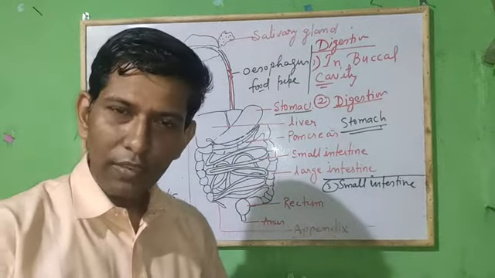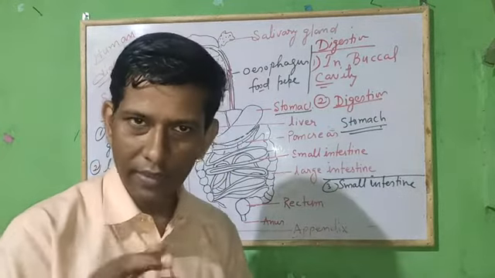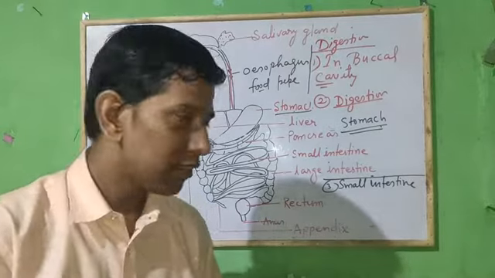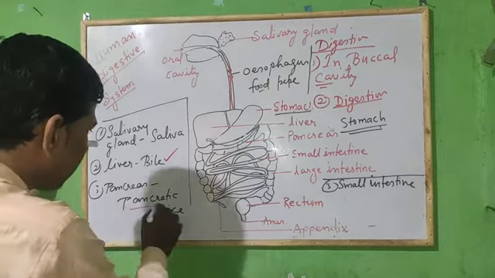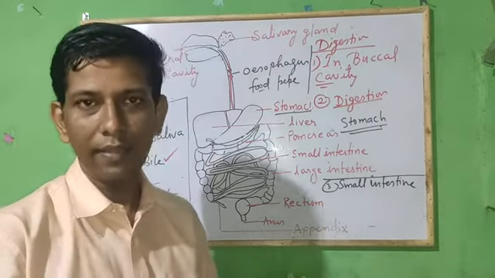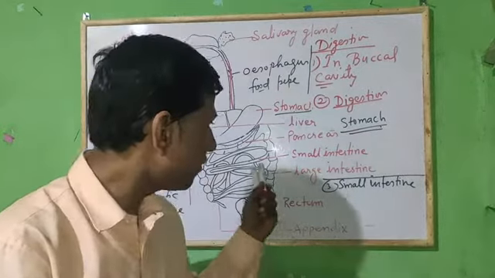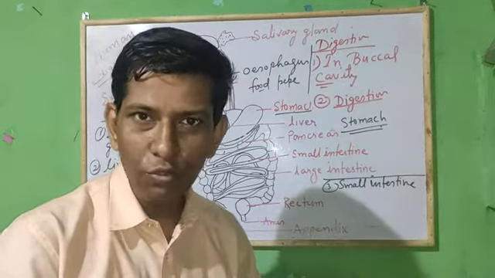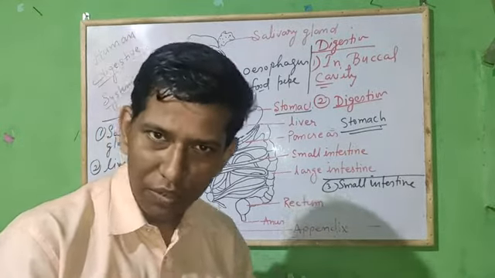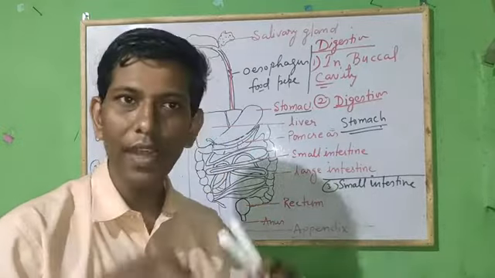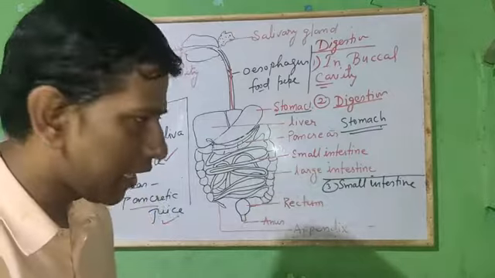From the stomach, the food is transferred to the small intestine, and in the small intestine the food is mixed with the bile juice secreted from the liver, pancreatic juice secreted from the pancreas, and also various types of intestinal juice, which is secreted by the small intestine itself. After mixing with all the juices, the complete digestion takes place in the small intestine, and after the complete digestion, the food is now ready for absorption of the nutrients.